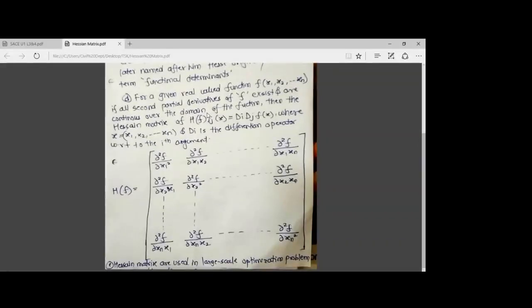Now what is a Hessian matrix? You don't focus on the theoretical point right now. Everyone focus on the Hessian matrix that I have drawn below.